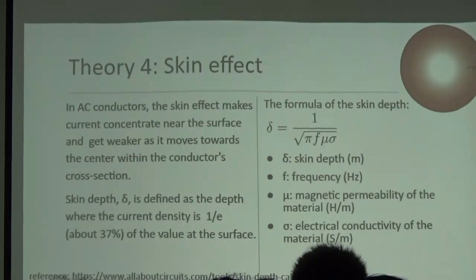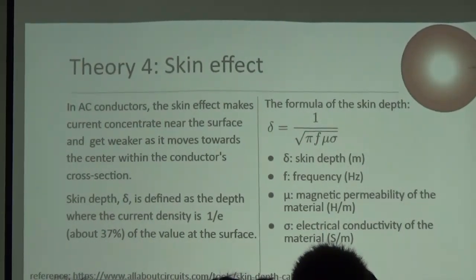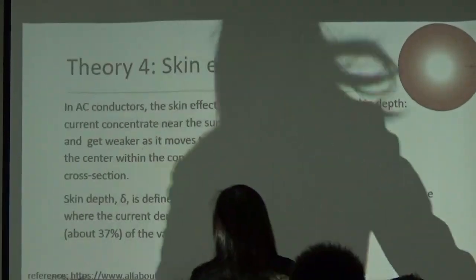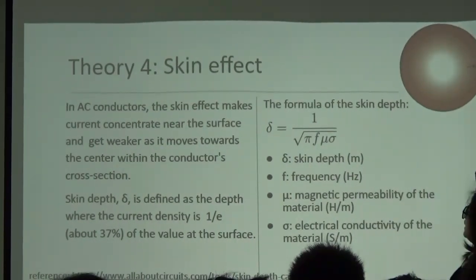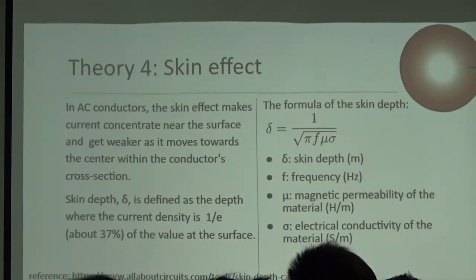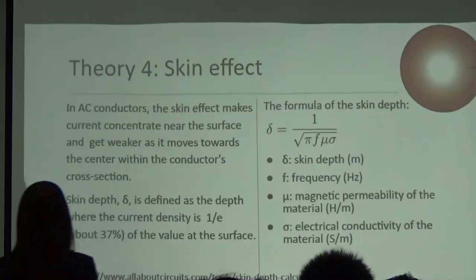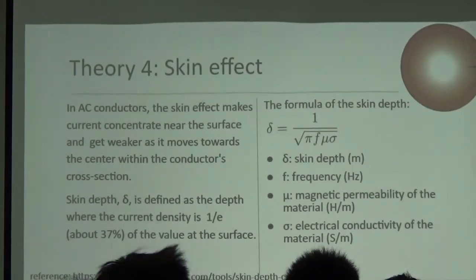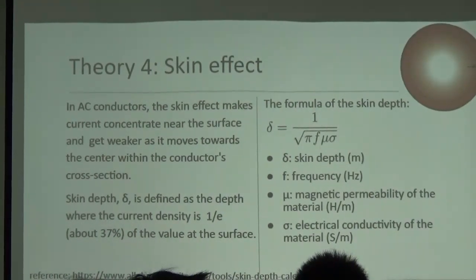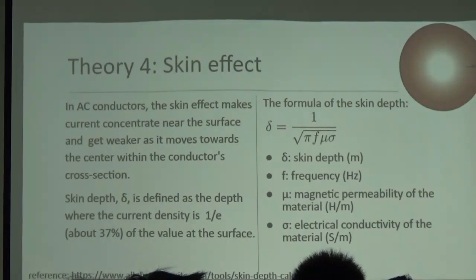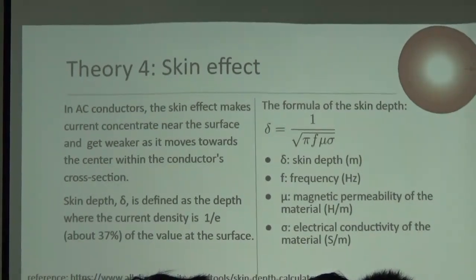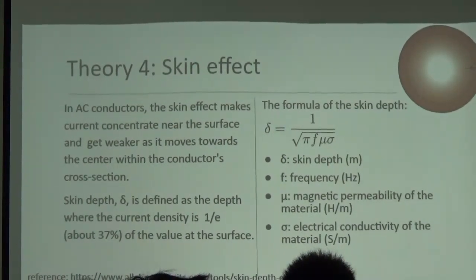The fourth theory is about the skin effect. In AC conductors, the skin effect means current is concentrated near the surface and gets weaker as it moves towards the center within the conductor's cross-section, as you can see right here. It decreases as it gets into the center. The skin depth delta is defined as the depth where the current density is 1 divided by e, which is about 37% of the value at the surface. The formula of the skin depth can be written as delta equals 1 divided by the square root of pi f mu sigma, where delta is the skin depth, f is the frequency, mu is the magnetic permeability of the material, and sigma is the electrical conductivity of the material.